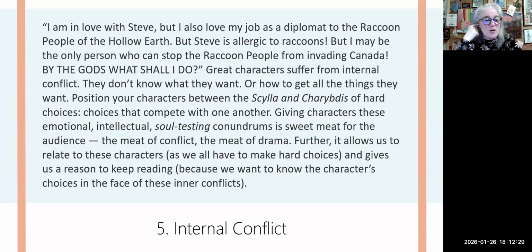Giving characters these emotional, intellectual, soul testing conundrums is sweet meat for the audience. The meat of conflict, the meat of drama. Further, it allows us to relate to these characters as we all have to make hard choices, and gives us a reason to keep reading because we want to know the characters' choices in the face of these inner conflicts.